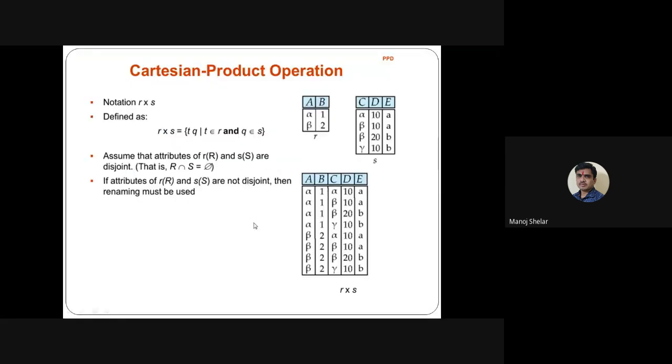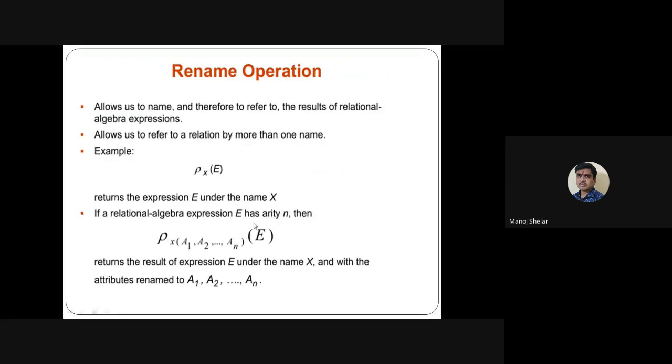Then the last, the rename operation, is rho. It is denoted as rho and means changing the name of the relation. So here we use the rho operation, which allows us to name, and therefore to refer to, the result of a relational algebra expression. So this is the rho operation, rho of x e, which returns the expression e under the name x. It is denoted as rho, and here x means the relation name.